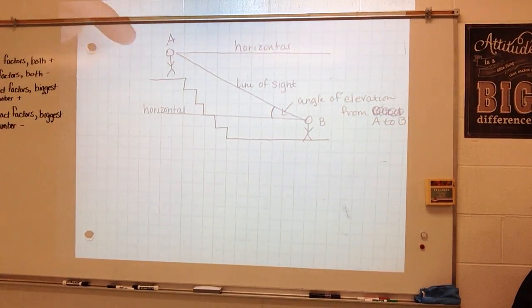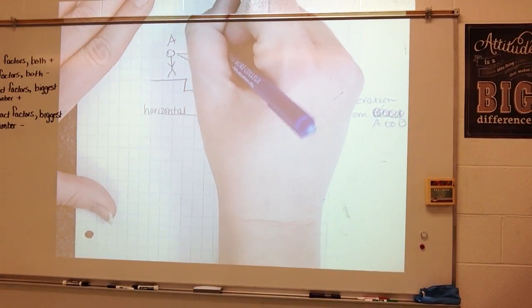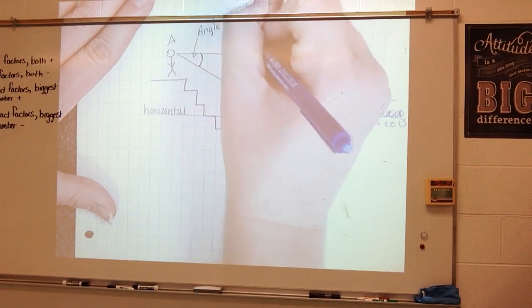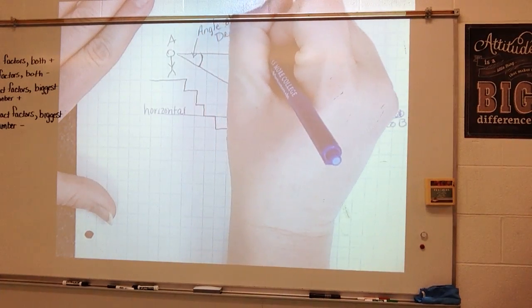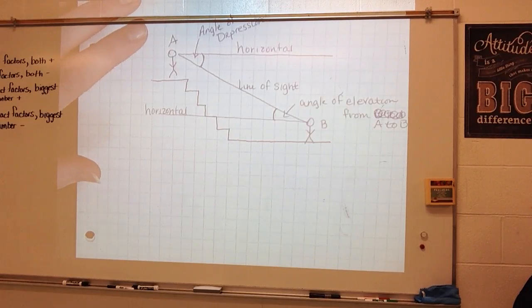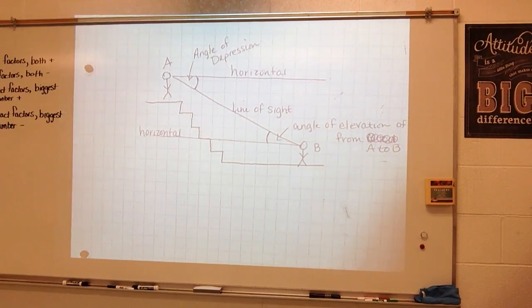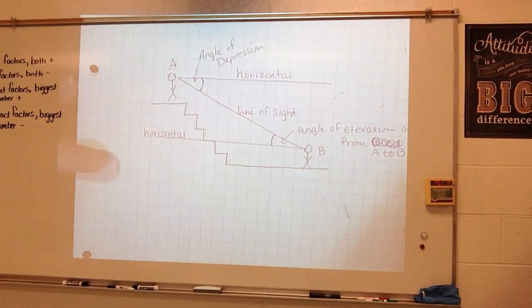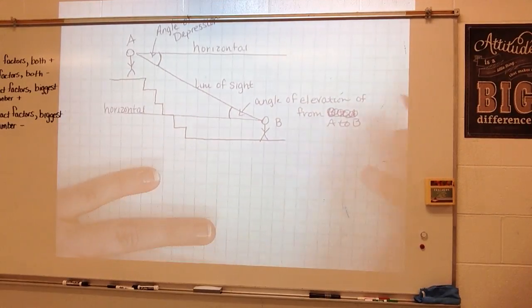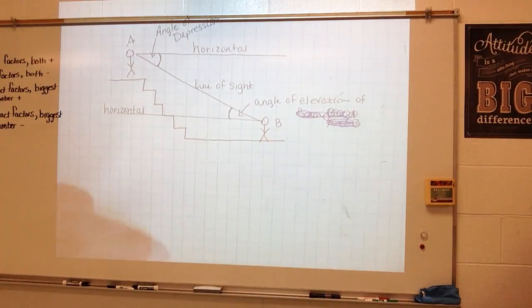All right. This right here is the angle of depression. All right. And this is the angle of depression of B from A. I've got this worded wrong. Hang on just a second. I'm getting myself kind of confused here. This is the angle of elevation. I had it right to start with. I just had it worded differently than I should have.